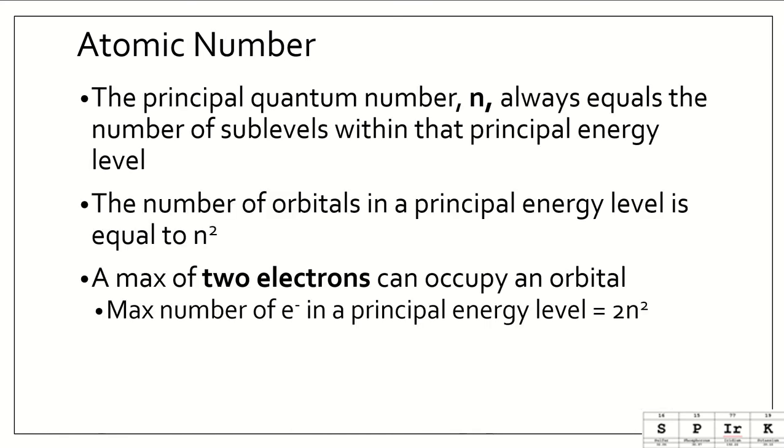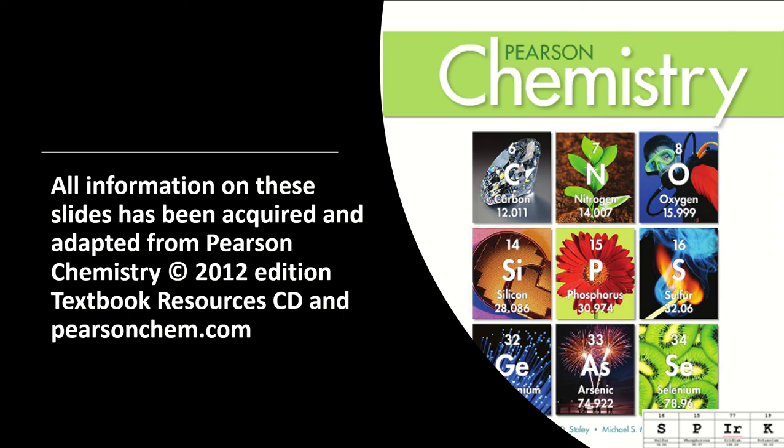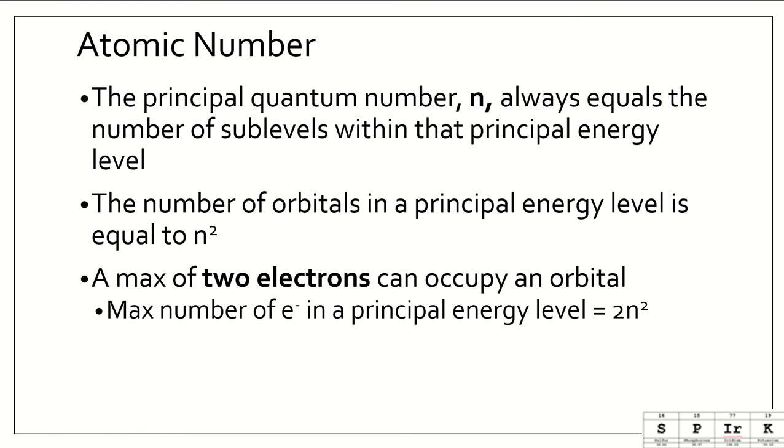So the last bullet here says that a maximum of 2 electrons can occupy an orbital, and the max number of electrons in a principal energy level equals 2n squared. So again, we will dive a little bit deeper into this over the coming days. I know that this is brand new, can seem a little confusing. Let's just keep on working through.